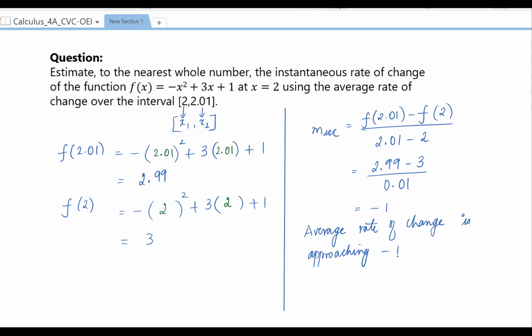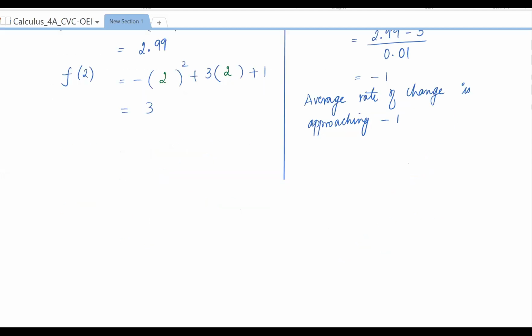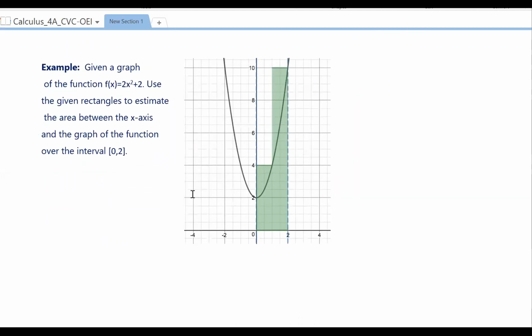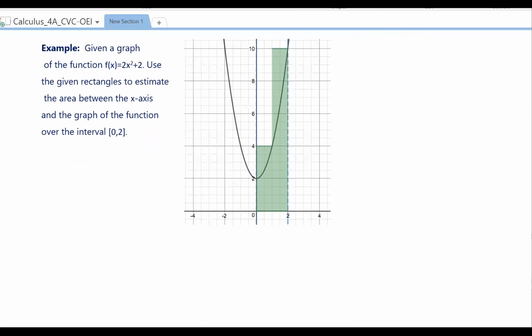All right? So we saw 3 examples under the tangent problem that involves the concept of differential calculus. Now let's go to the area problem and look at some examples there. All right, look at this graph. This graph is a parabola, as you can see, and it's defined to be f of x as 2x squared plus 2. It says use the given rectangles to estimate the area between the x-axis and the graph of the function. So they've shaded this for us.